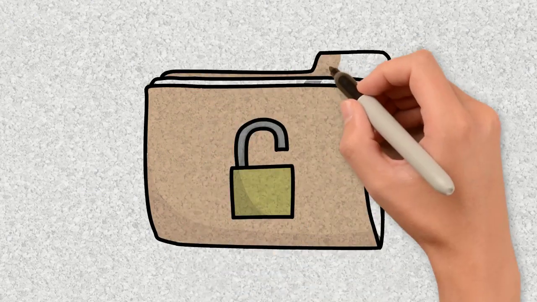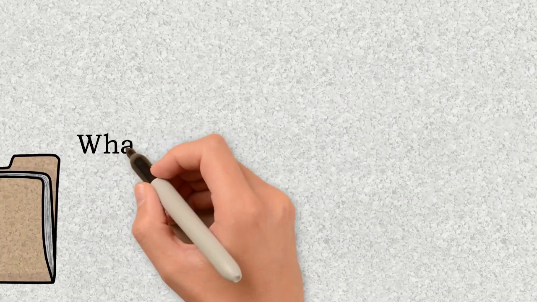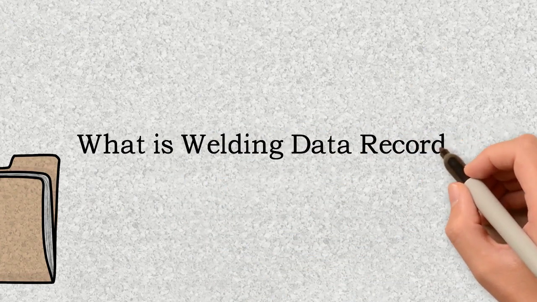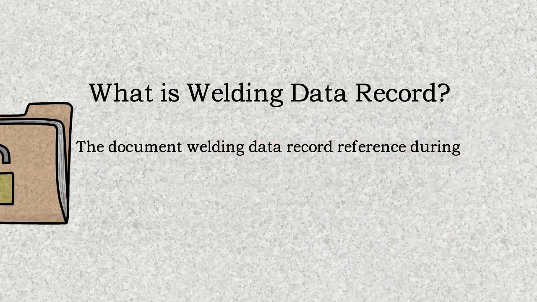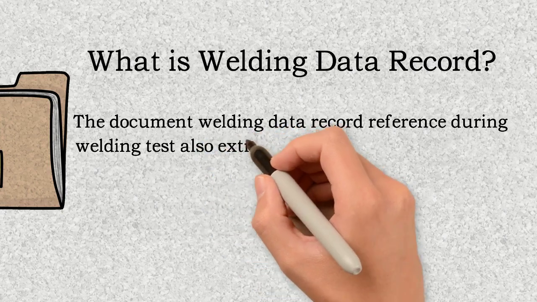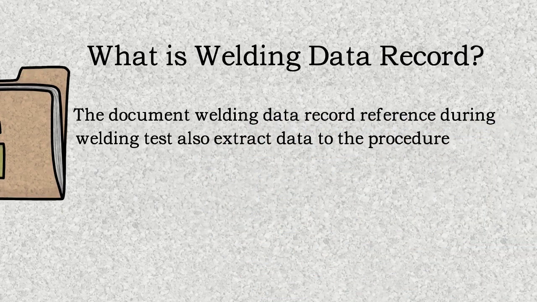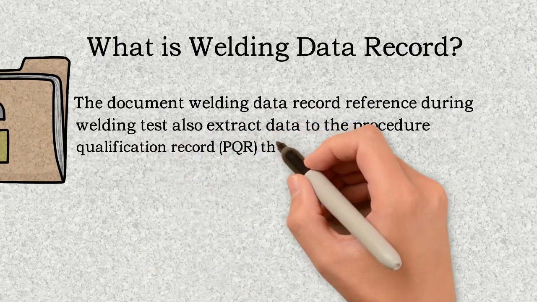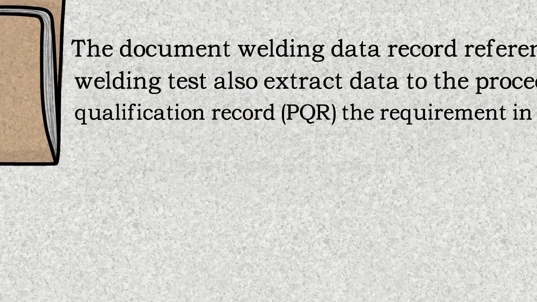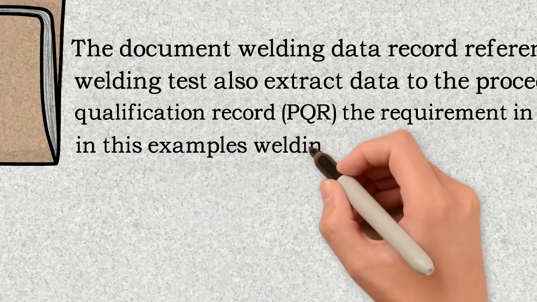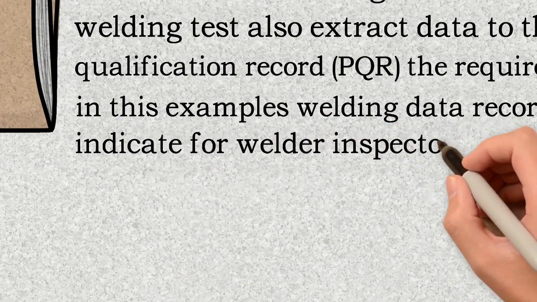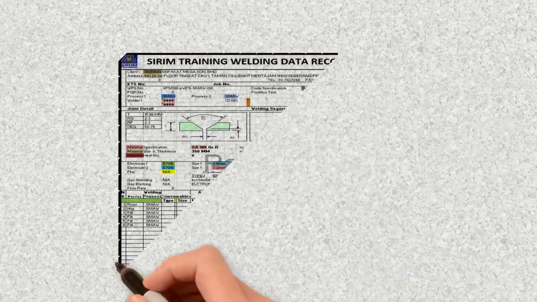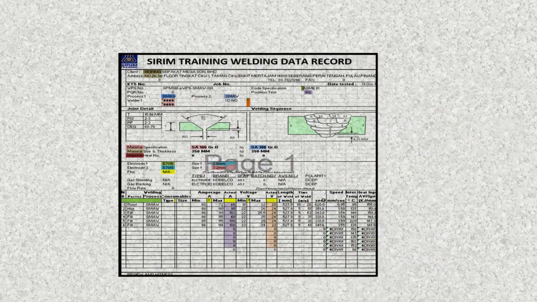Next, the welding data for welding inspection documents. What is a welding data record? The welding data record is the document referenced during welding tests, and it also extracts data to the procedure qualification record, PQR, required in AWS D1.1. In these examples, the welding data record is indicated for the welder and inspector. This is an example template of a welding data record.